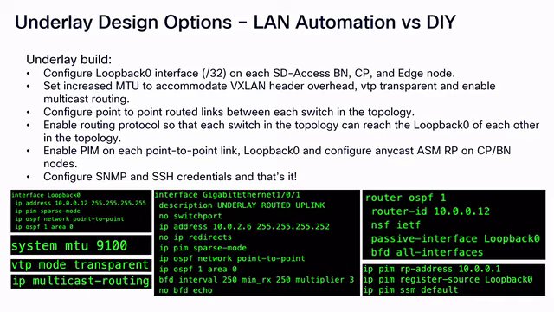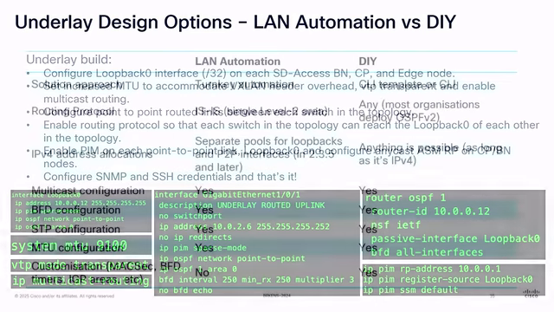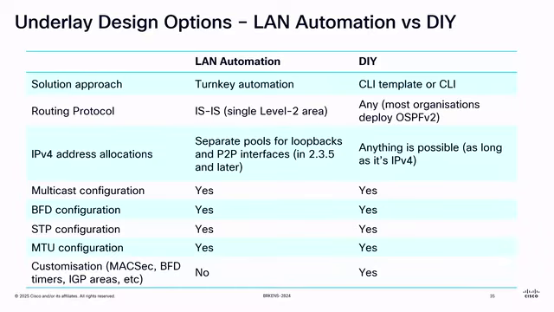There is no magic dust or anything. Just point-to-point routed links and loopbacks and a routing protocol of choice. Now let's compare the 2 options. So we have LAN automation and the do-it-yourself approach. LAN automation is a turnkey solution. There is a menu in Catalyst Center. You configure your core switches. You get Catalyst Center to enable discovery downstream from these core switches.